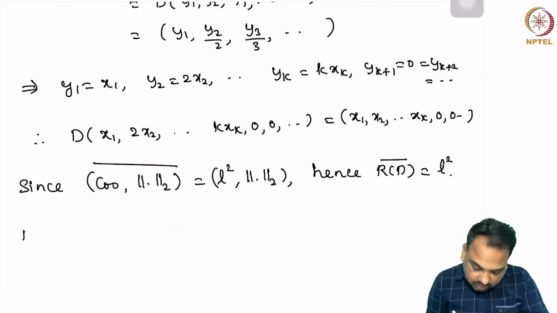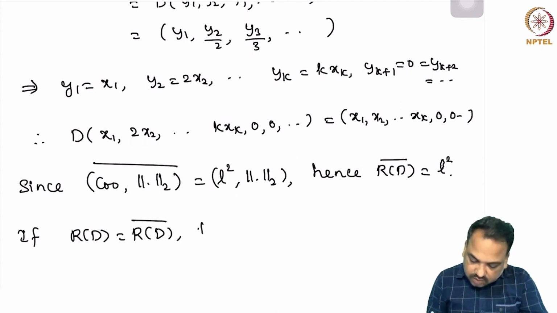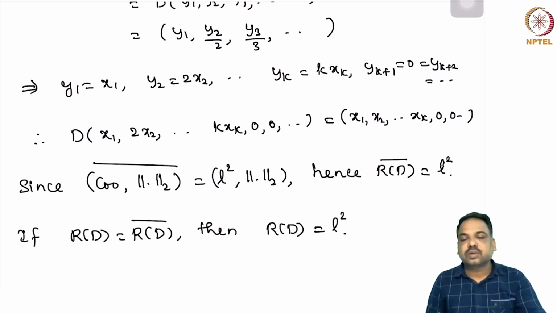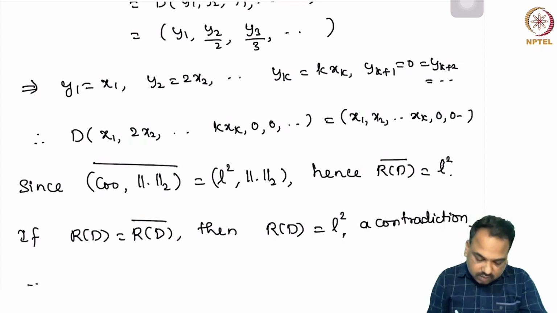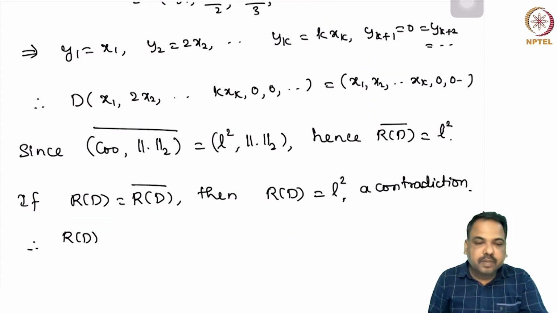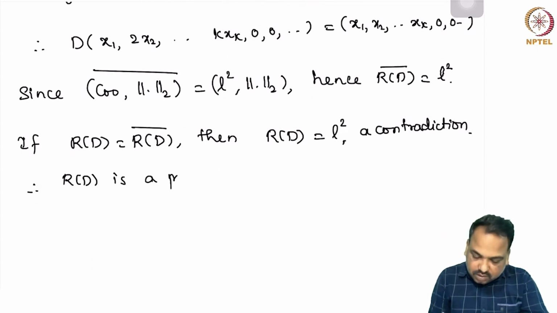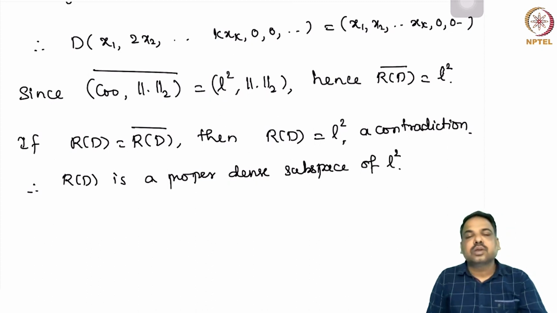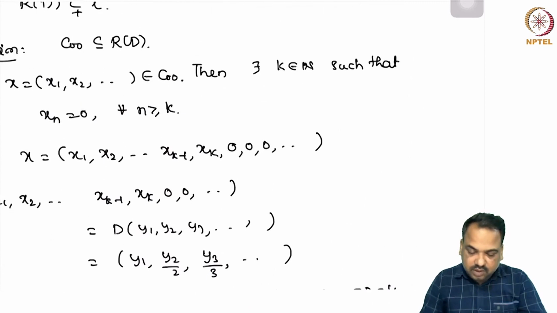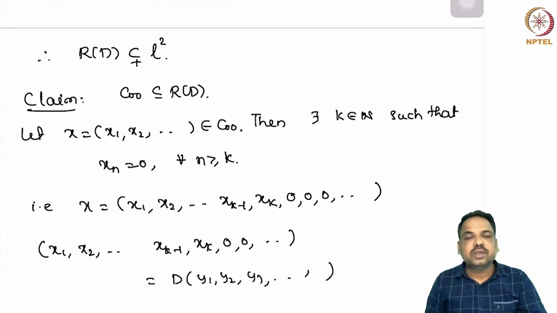If the range of D is closed, then we can conclude that the range of D is L2. But this is not true. This is a contradiction. So therefore the range of D is a proper dense subspace of the space L2, and the range of D is not closed. So this is an example of an operator which is bounded but whose range is not closed.